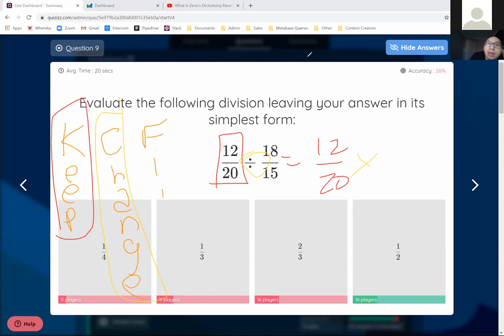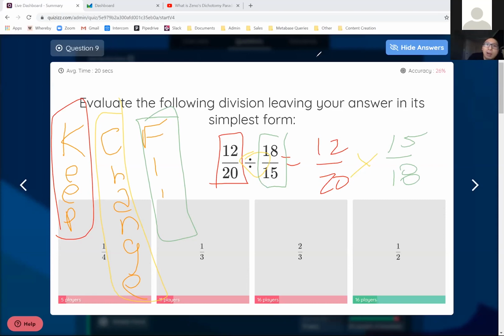And then the last part is you flip. So, oh, what happened to my P? You flip the second fraction, making the top go to the bottom and making the bottom go to the top. So it goes 15 over 18. Now this becomes a question like we just did before, multiplying two fractions. This becomes exactly the same.